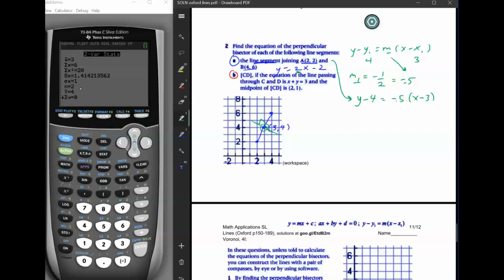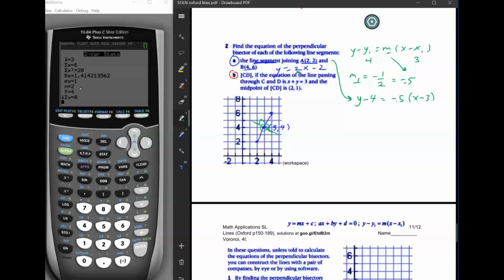Did they say to put it into point slope form, point gradient form? No. Did they say to put it in gradient intercept form, slope intercept form? No, they did not. So in that case, you can put it in either form. Usually on the exam they're going to tell you which form they want.